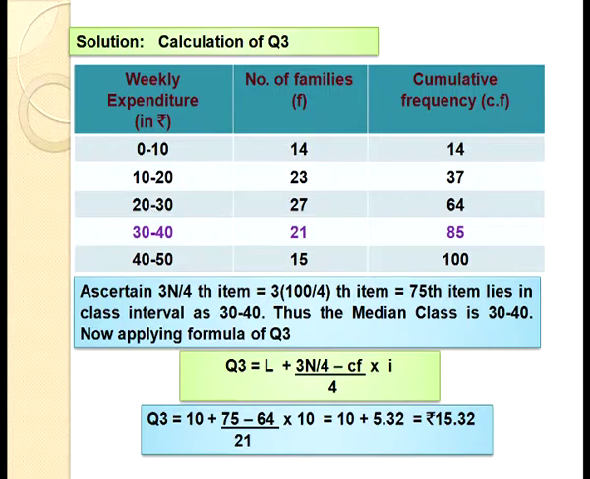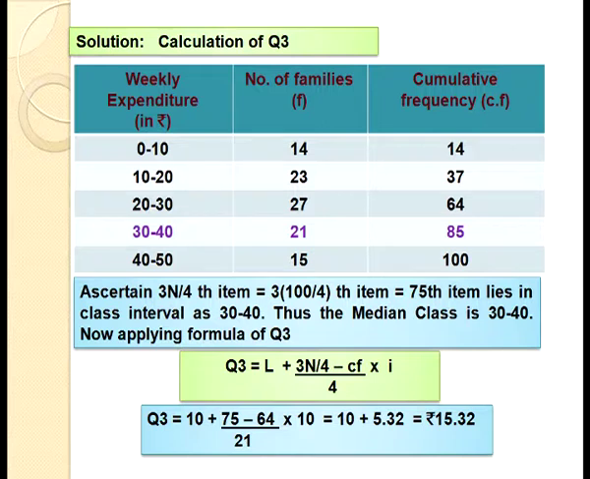Now students, what are we going to do? We are going to look for this 75th item in the cumulative frequency. That comes into 85. The whole row has been highlighted over here. Now the corresponding class would be the Q3 class. So we have got the Q3 class, that is 30 to 40. So 30 to 40 is your Q3 class.